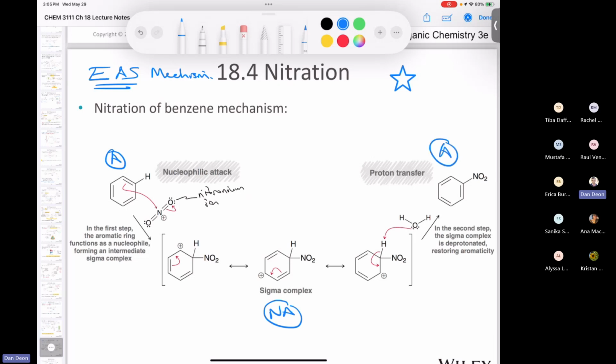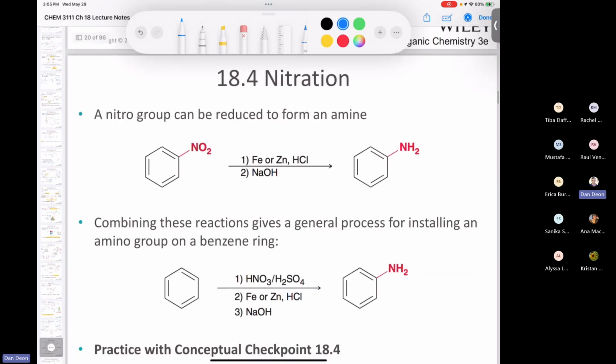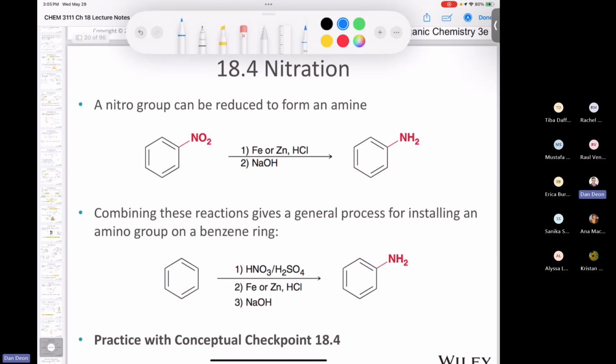So now what have we covered? We've covered bromination, chlorination, sulfonation to form a sulfonic acid, and nitration. We've covered all of these reactions. All right. So what can you do with the nitro group? I told you that the sulfonic acid, we're going to use it in a little bit as what we call a blocking group.